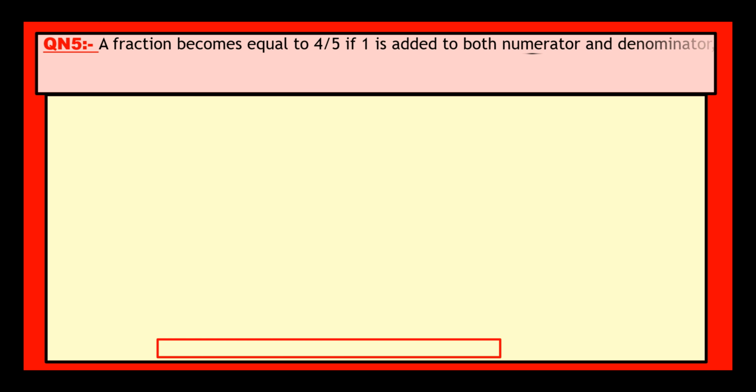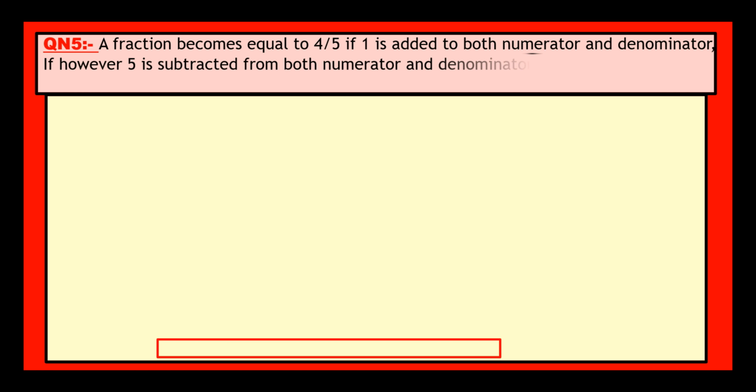Dear students, here is question number 5. A fraction becomes equal to 4 by 5 if 1 is added to both numerator and denominator. And if however 5 is subtracted from both numerator and denominator, then the fraction becomes equal to 1 by 2. Then what is the fraction?